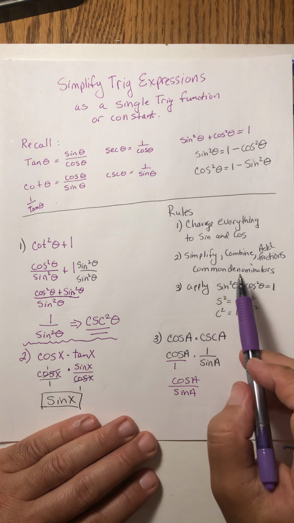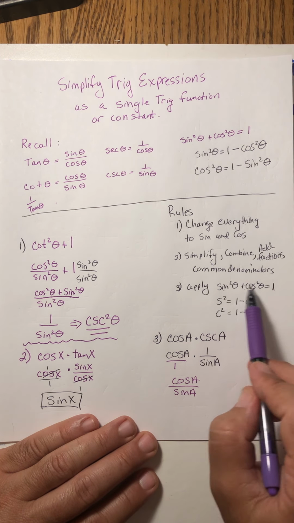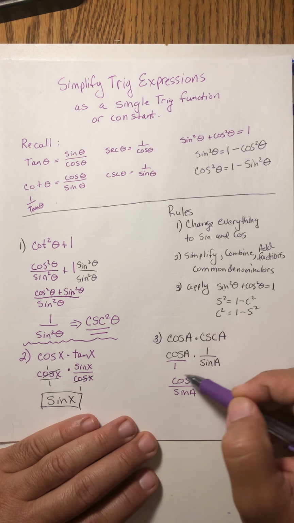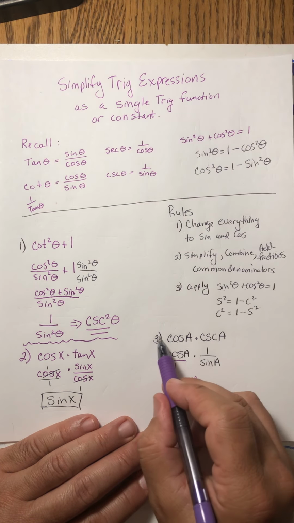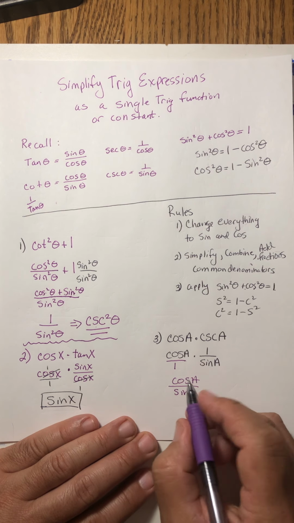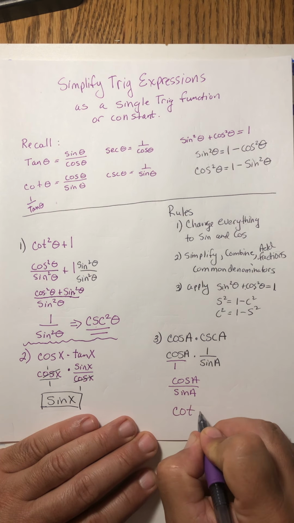Remember, there's nothing to apply. There's no squares in here or anything like that. But what is cosine of a over sine of a? That's right, it's right here, cotangent. So this product is actually equal to the cotangent of a.